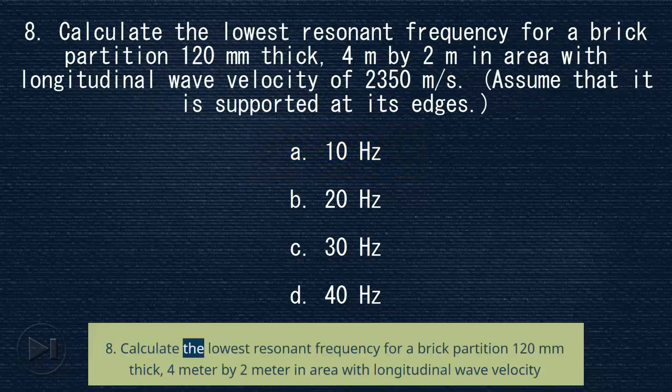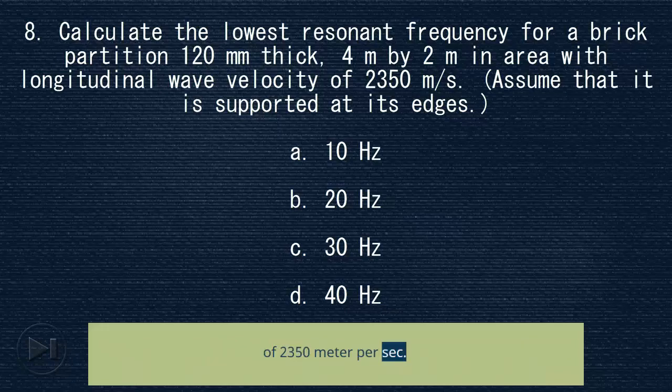8. Calculate the lowest resonant frequency for a brick partition 120 mm thick, 4 m by 2 m in area, with longitudinal wave velocity of 2350 m per second. Assume that it is supported at its edges. A. 10 Hz. B. 20 Hz. C. 30 Hz. D. 40 Hz. Answer: D. 40 Hz.